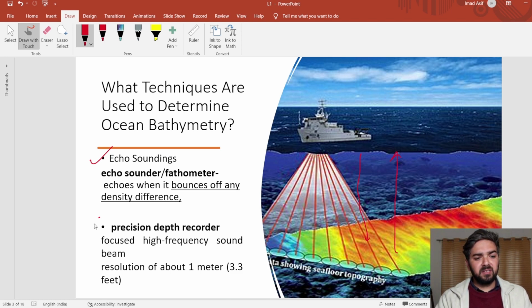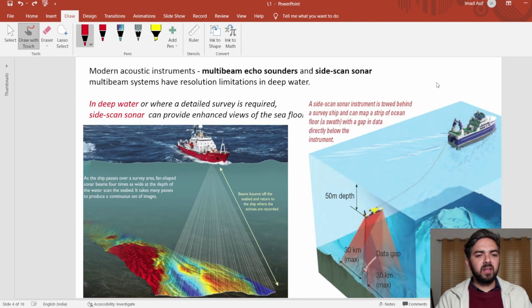And then we have the precision depth recorder. Again, it's the same technique, just more precise. It has a resolution of about 1 meter, so it's better in terms of resolution. Then we have modern acoustic instruments like the multi-beam echo sounder and side scan sonar. The multi-beam echo sounder is again based on the same principle, it's just that we use multiple beams in one go. You can see here, we have sent multiple beams and then they bounce back. Again, the principle is the same.